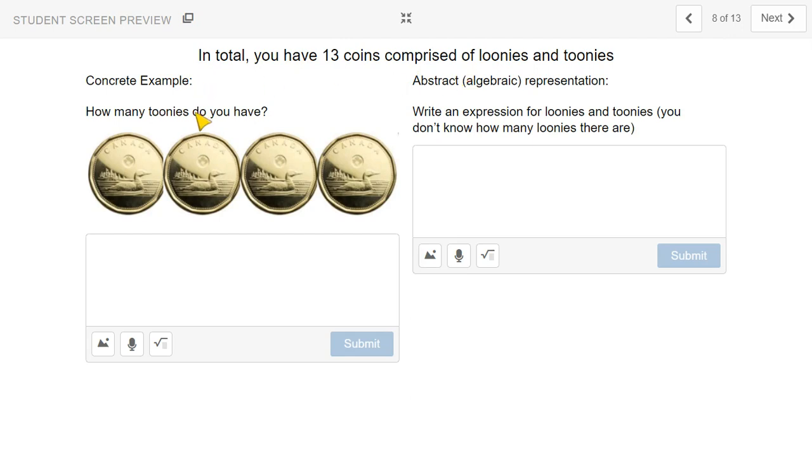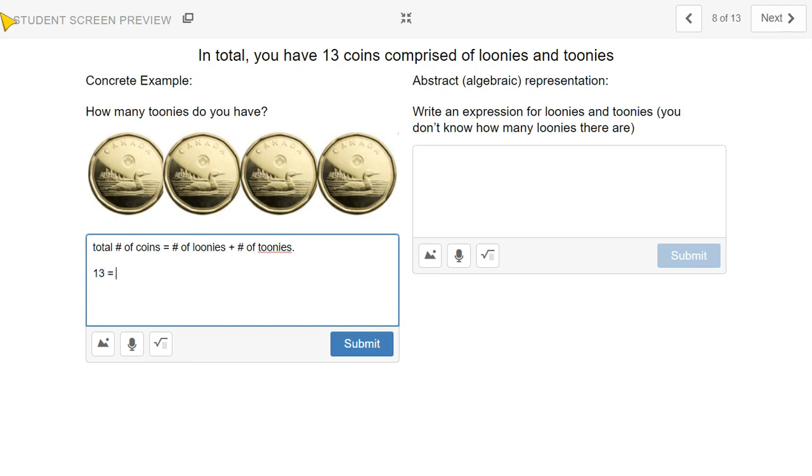So, here's a concrete example. If I have this many loonies, how many toonies do I have? I know that you could do it in your head and tell me that there's 9 toonies, but I want you to represent it as an expression. So we know that the total number of coins is equal to number of loonies plus the number of toonies. So we know that we have 13 is equal to 4 plus t for toonies.